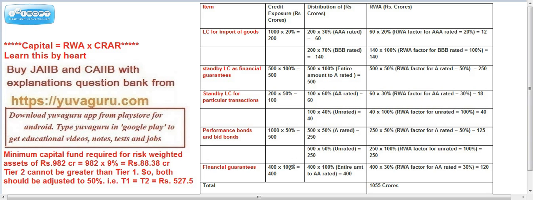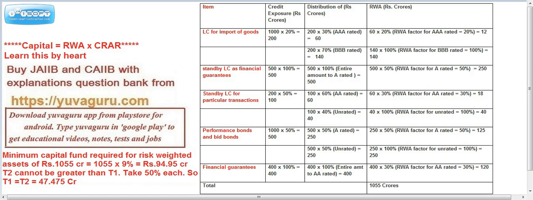Similarly for others also you can get the same. 500 crores, this 500 we have got. Then the distribution is entire 100%. So 500, and for A rated it's 50%, so 250. You can check all these ratings in that problem. So you'll get these RWAs. So the total comes out to be 1,105.5. Now capital required equals RWA into CRAR, that is 9%. So it comes to 94.95. T2 cannot be greater than T1, so it becomes half.